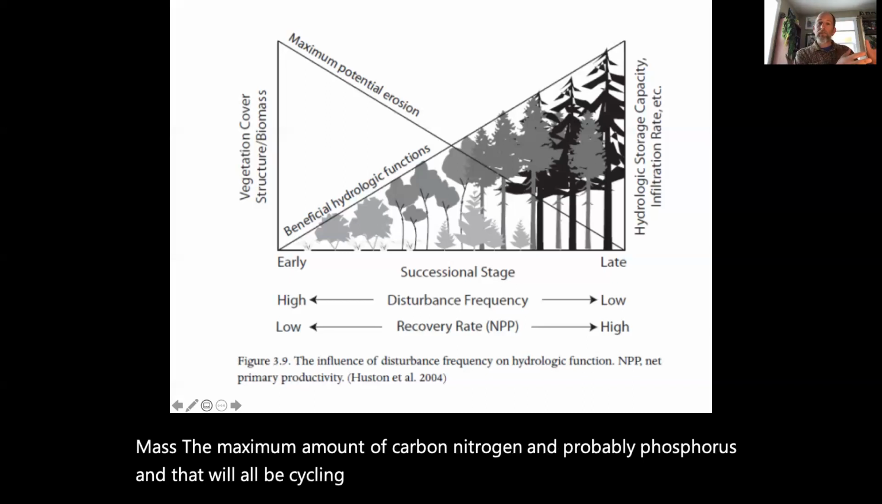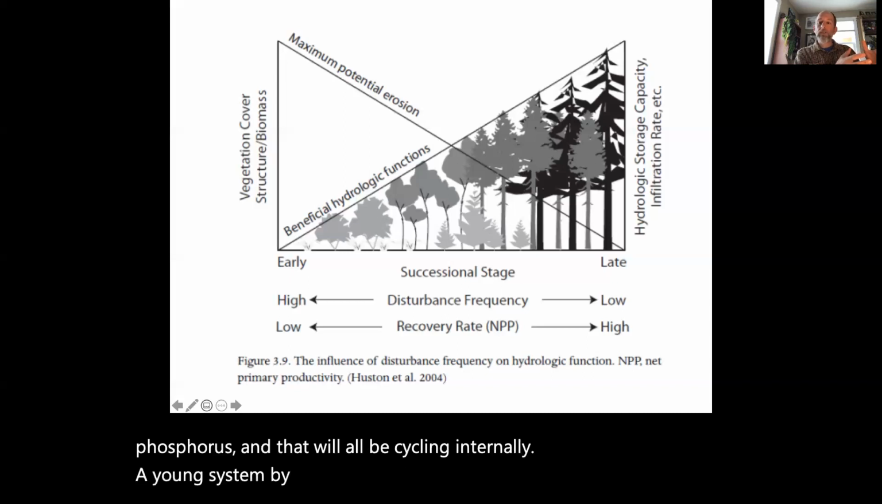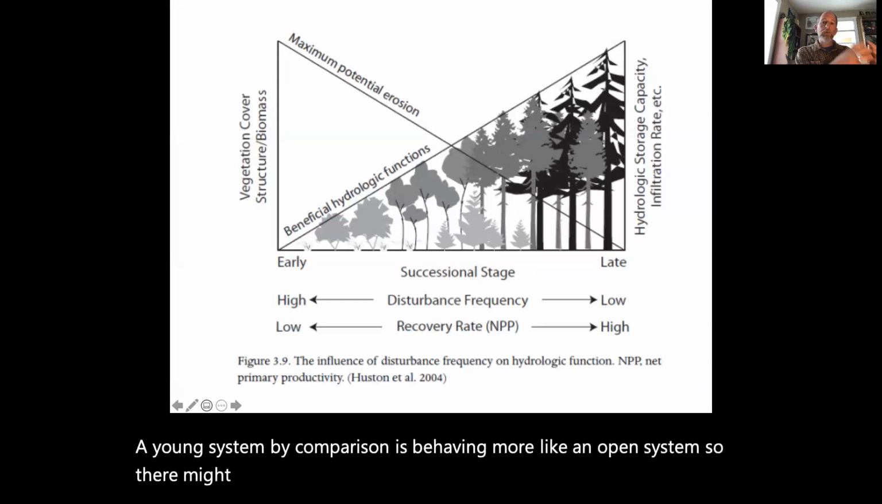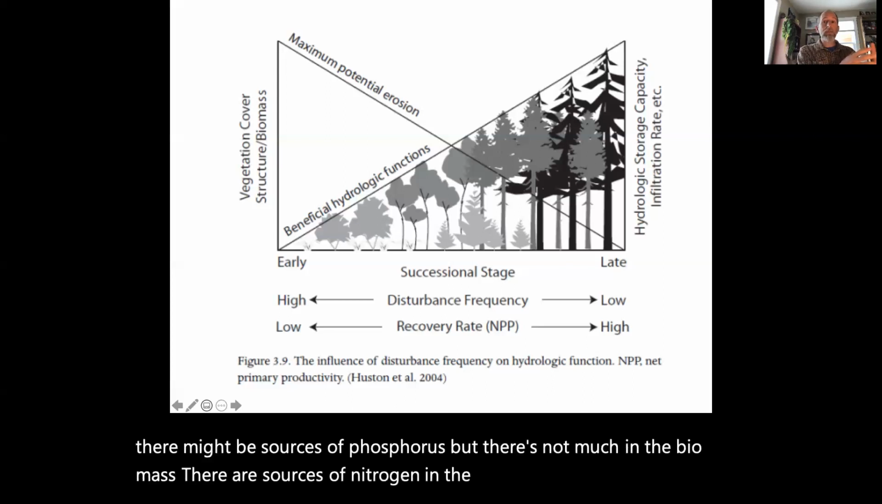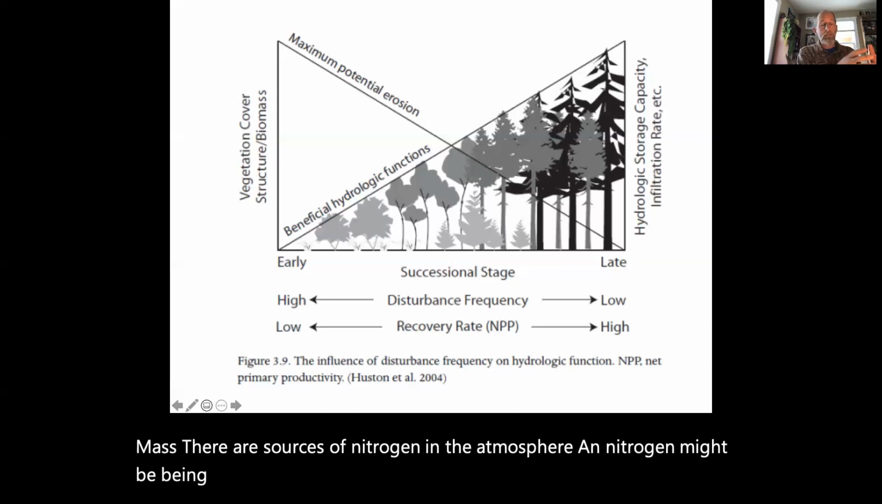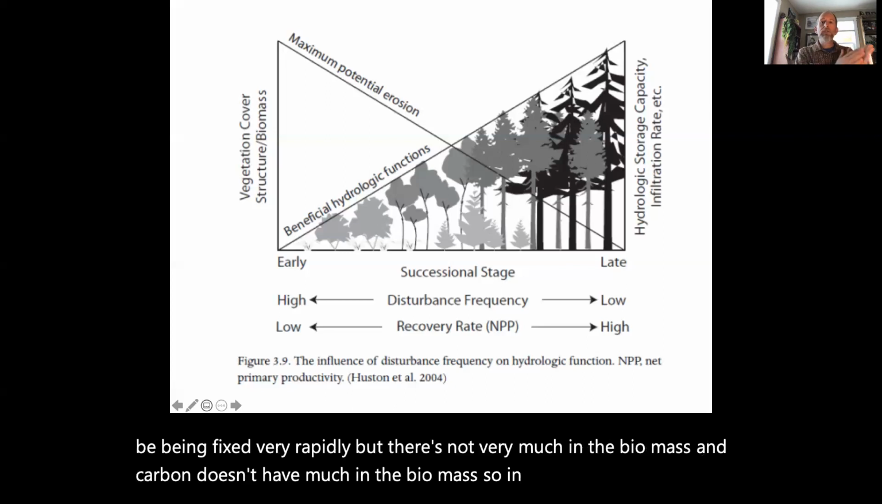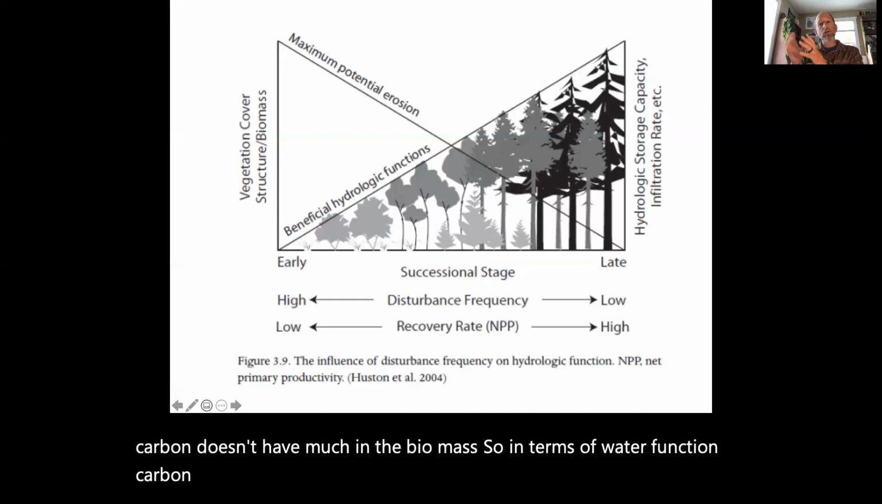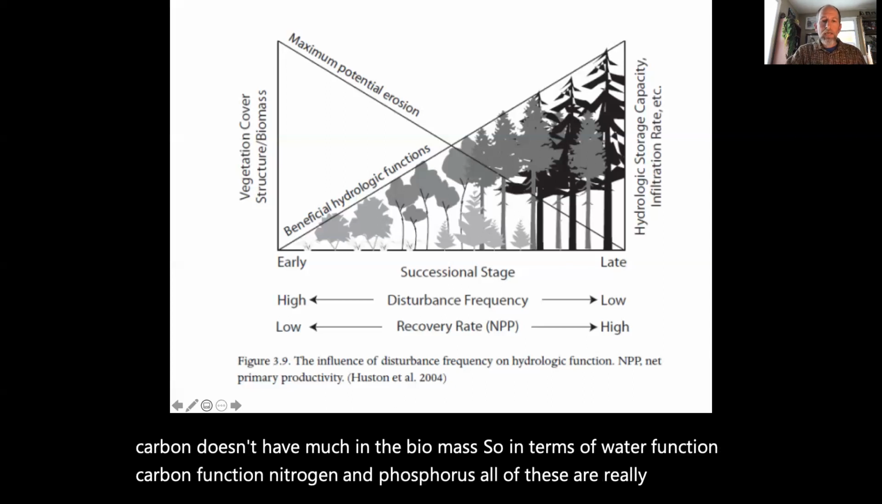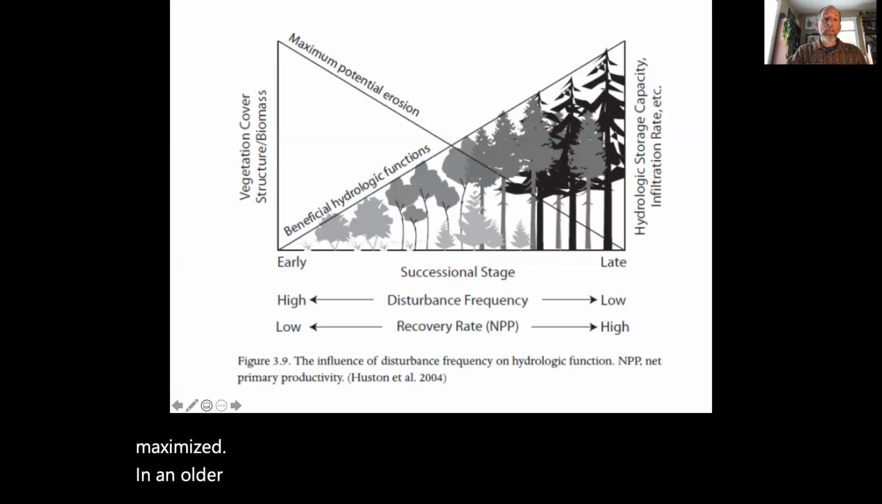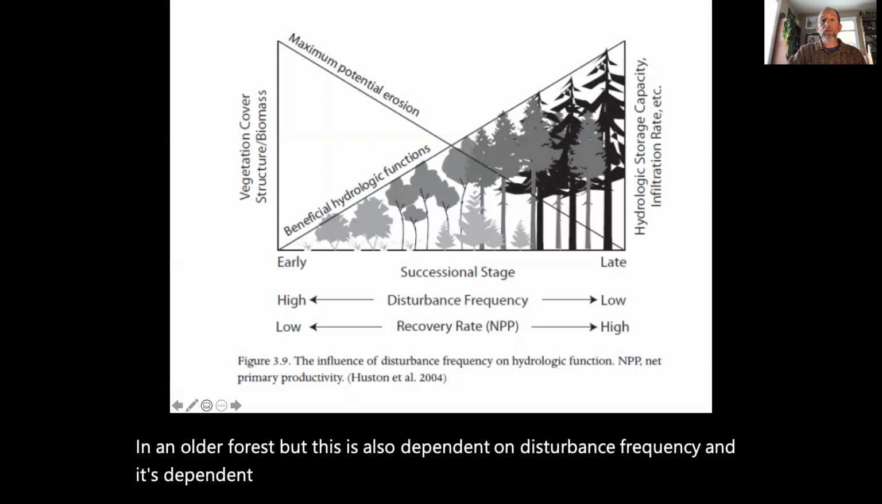A young system, by comparison, is behaving more like an open system. So there might be sources of phosphorus, but there's not much in the biomass. There are sources of nitrogen in the atmosphere, and nitrogen might be being fixed very rapidly, but there's not very much in the biomass. And carbon doesn't have much in the biomass. So in terms of water function, carbon function, nitrogen, and phosphorus, all of these are really maximized in an older forest. But this is also dependent on disturbance frequency, and it's dependent on recovery rate following disturbance. So a highly disturbed system can behave a little bit differently.